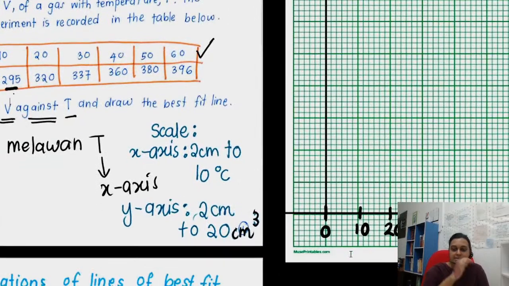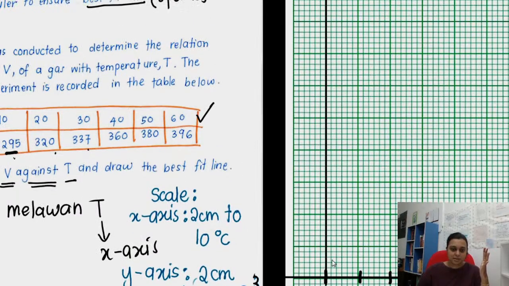Okay, so teacher will suggest, let's start from, okay, 280, 300, 320, 340, 360, 380, 400. So I need about 7. Let me see if it's enough. 280, 300, 320, 340, 360. Okay, this should be enough.